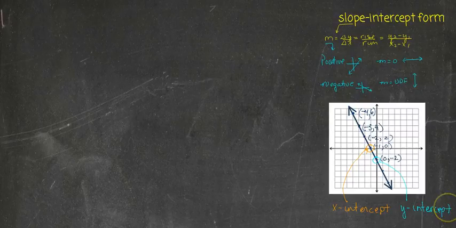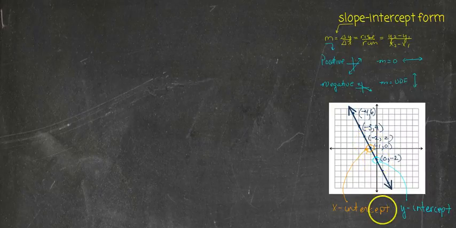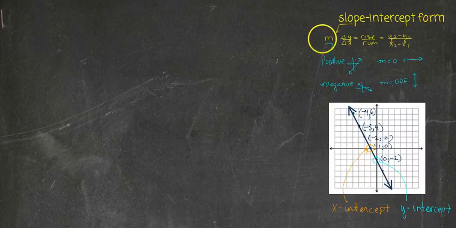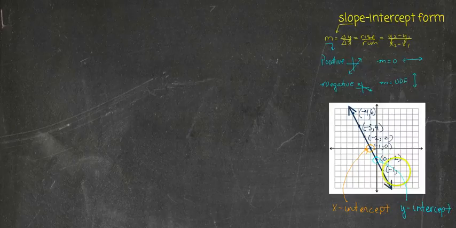These are very important points. They're special points, partly because they're easy to find, as you'll see in a little while, but you need to be able to refer to each of these points of a line as the x-intercept or the y-intercept. They're very important. So the slope is a very important part of a line, so is the x-intercept, and so is the y-intercept.